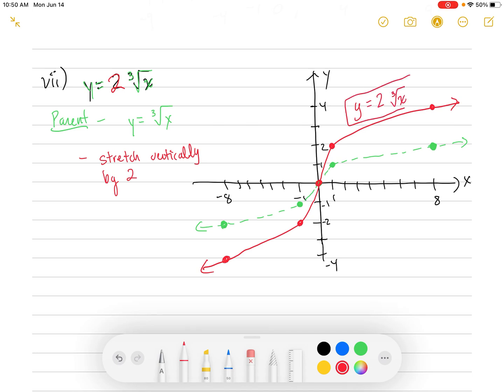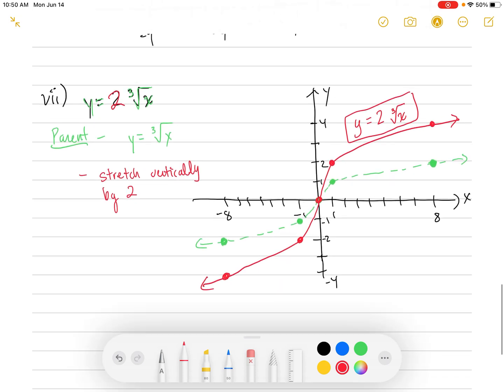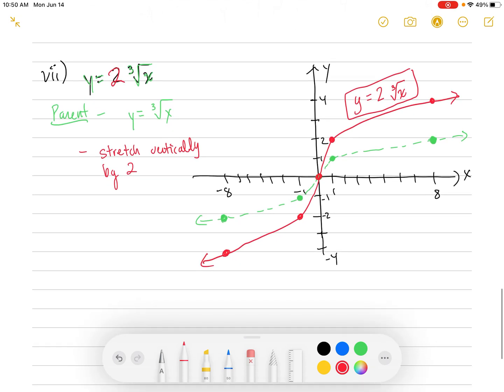So here we are. This is y equals 2 times the cube root of x. So you got your cube root function stretched by a factor vertically of 2. Pretty cool, huh?